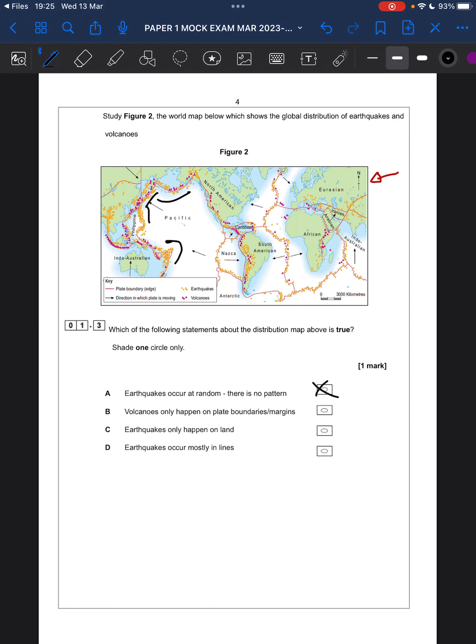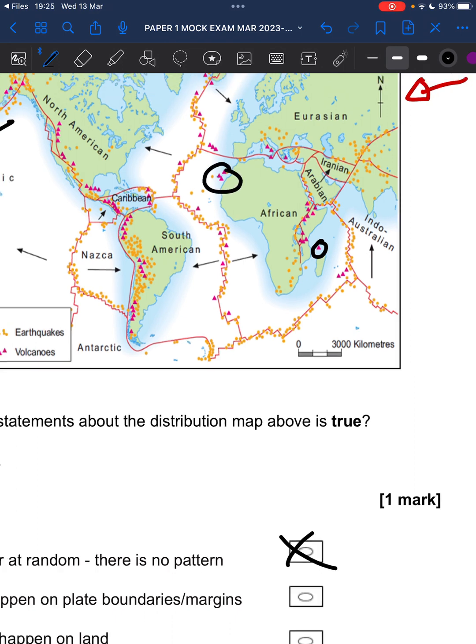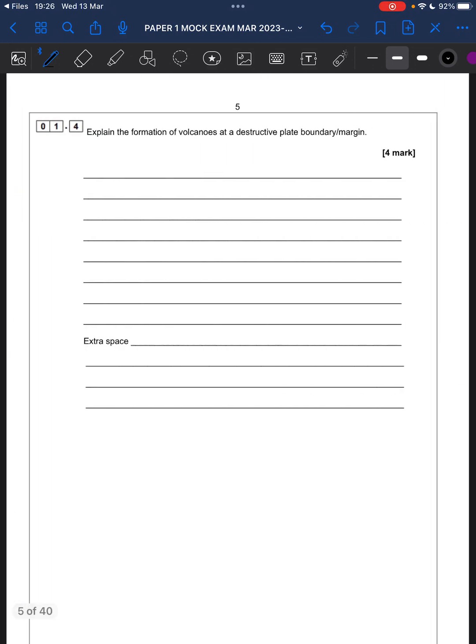Volcanoes only happen on plate boundaries and margins. Well, if we have a little look for those red triangles, we can clearly see there are volcanoes occurring that are not actually near plate boundaries. So that B can't be correct. C, earthquakes only happen on land. Well, quite clearly that's incorrect. So that means our answer there is D. So just look out for that. Okay, our first mid-tariff question.